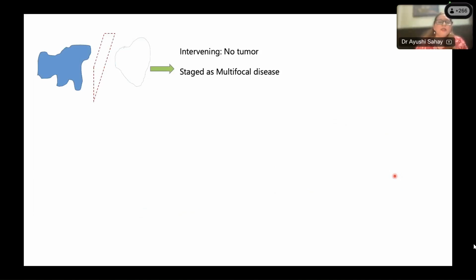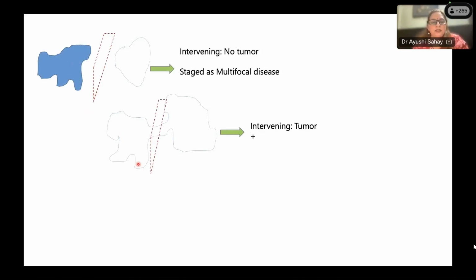So how do you do this? You have two different tumors. You have taken the sections in a perpendicular manner between the two tumors, and the intervening parenchyma is not showing any tumor. Now, how will this be staged? It will be staged as multifocal disease, but the largest T size will be that of the largest tumor. It will be staged according to that tumor.